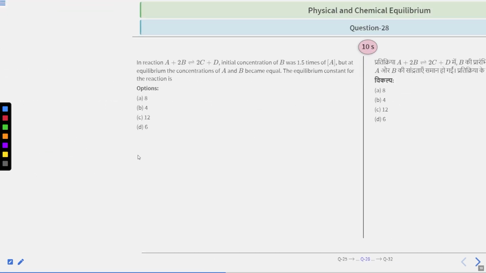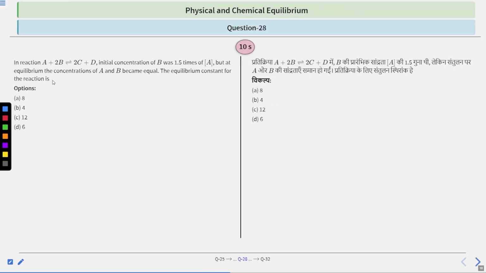Okay, let's move to the next question, question number 28. In the reaction, A plus 2B will give you 2C plus D. Initial concentration of B was 1.5 times the concentration of A. But at equilibrium, the concentration of A and B became equal. We have to find out the equilibrium constant for this reaction. Options are 8, 4, 12 or 6. So you have 10 seconds to solve this question. After that, we will see what the answer is.